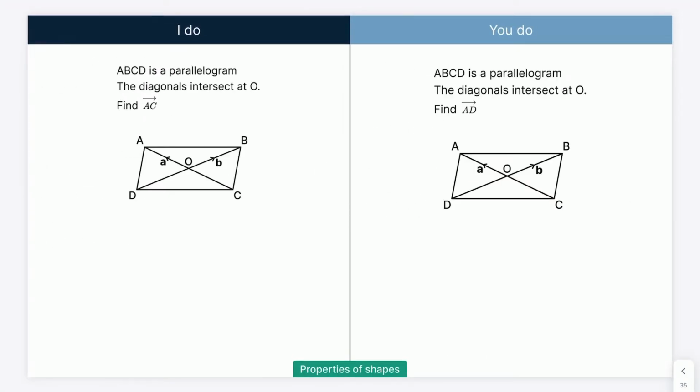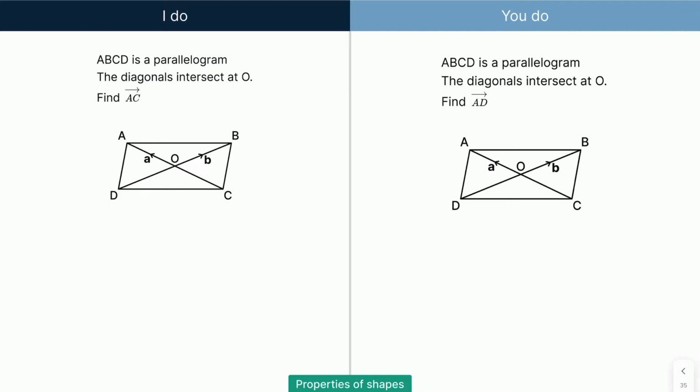So here we have a parallelogram. The diagonals intersect at O. Right, so as I said, with parallelograms, two sides are parallel. So that is parallel to that, and then that is parallel to that. So looking at this, it's asking for A to C. So how do you go from here to here? Well, we can go down this way and then this way, but now you might be thinking, well, we don't quite know what that is.